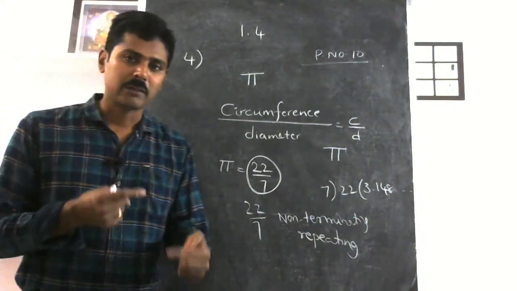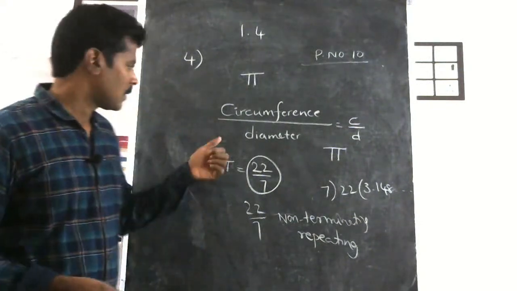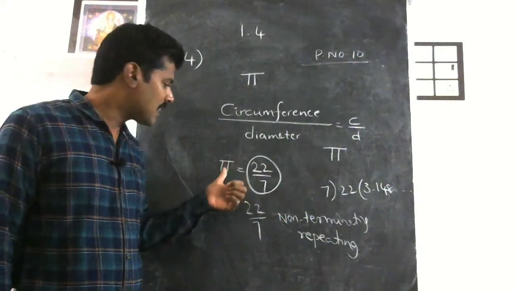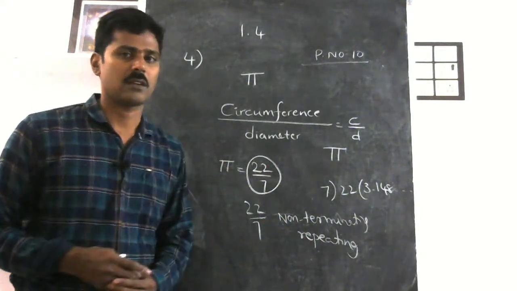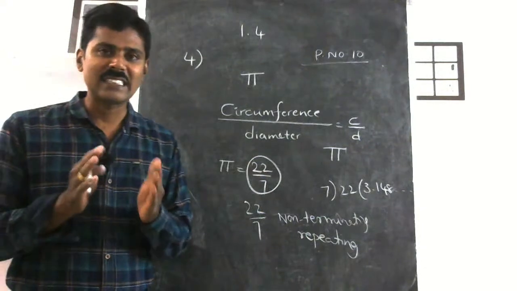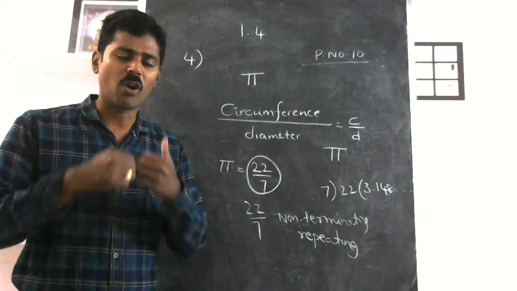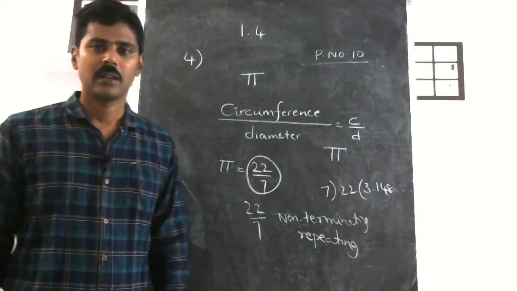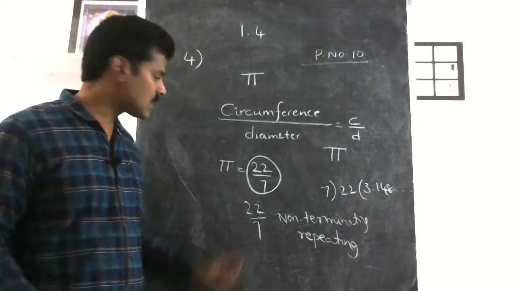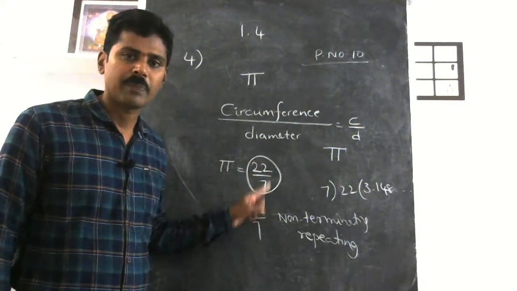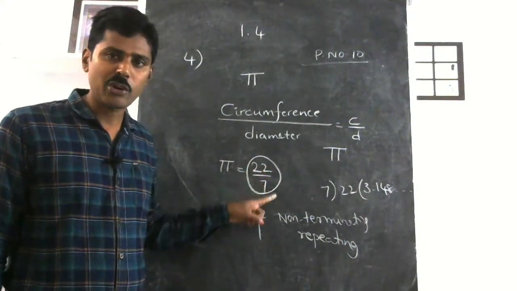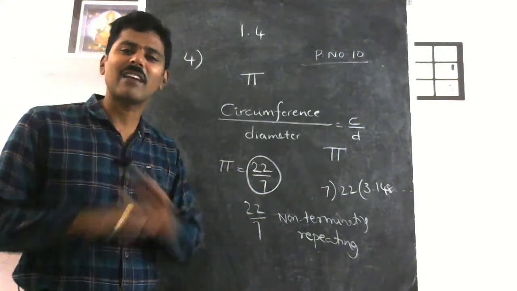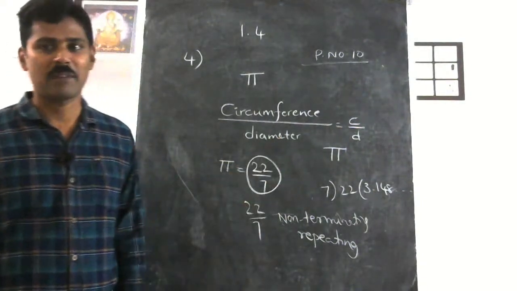I am again asking you the question. Generally we say that pi is equal to 22 by 7. Pi is irrational, but 22 by 7 is rational. The number which is written in the form of p by q is always rational, no doubt in that, subject to the conditions that both numerator and denominator should be integers. If numerator and denominator are integers and it is in p by q form, definitely it is a rational number.